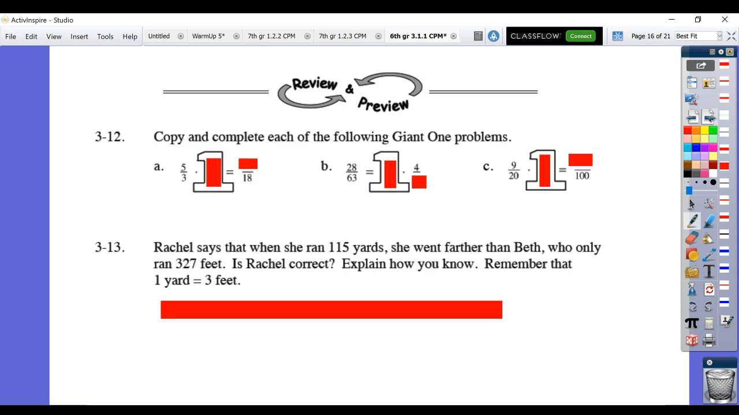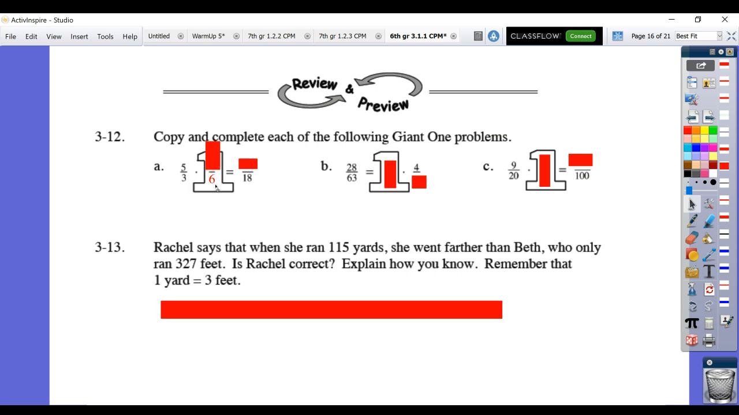You're going to copy and complete these giant 1 problems. So for A, in example, you're going to say to yourself, all right, 5/3 times what giant 1 is going to equal a missing number out of 18? First of all, realize that the original number is improper, so your final answer will be improper, and it's okay in this case to leave that as improper because you're looking for an equivalent fraction, not a mixed number. But what you're going to say to yourself is, what do I multiply basically 3 by to give me 18, which of course is 6.